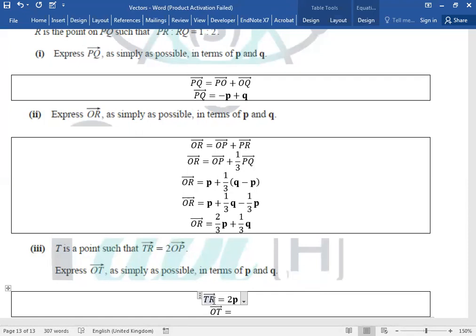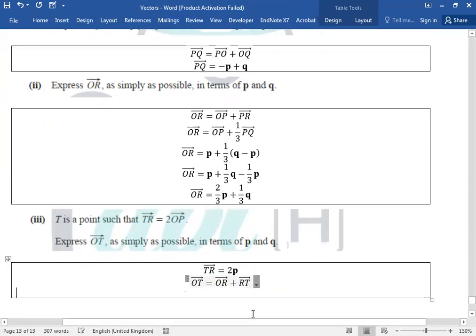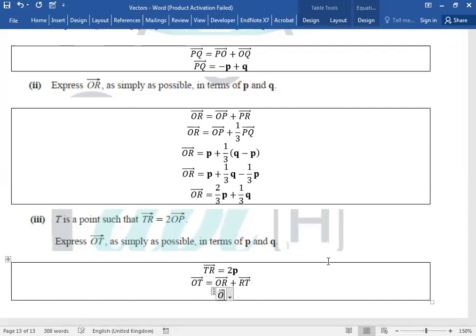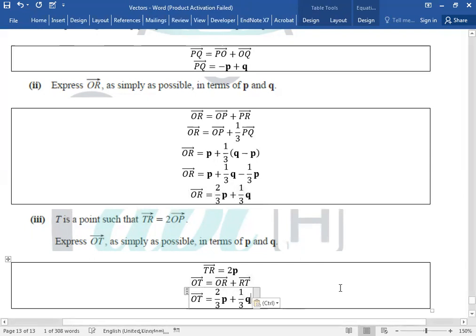If you want to go to T, पहले कहाँ जाओगे? OR plus, you can say OR plus RT. Is that right? What is OR? We have just figured that out. इसलिए मैंने कहा इसको clearly लिखा करो. So OT is, OR is this. What about RT? We know TR. What about RT? Minus 2P.